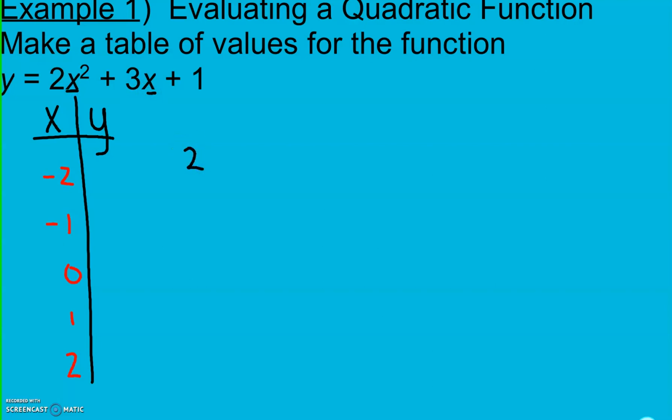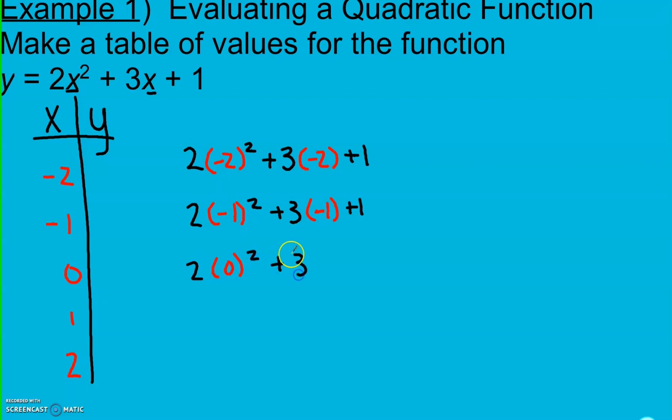So I'm going to have 2 times x squared plus 3 times x plus 1. So I'm going to take 2 times our x value, which here is -1, squared, plus 3 times x, which is -1, plus 1. 2 times x, which here is 0, squared, plus 3 times 0, plus 1.